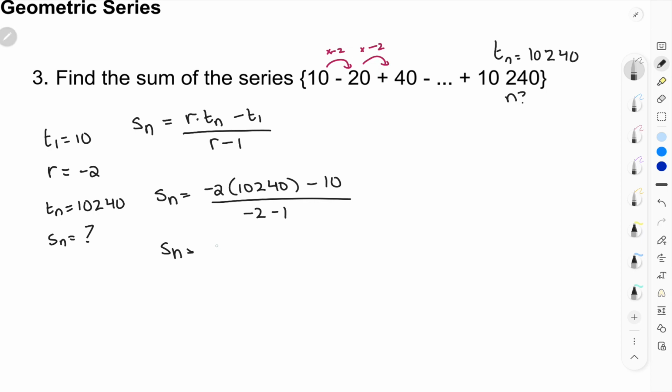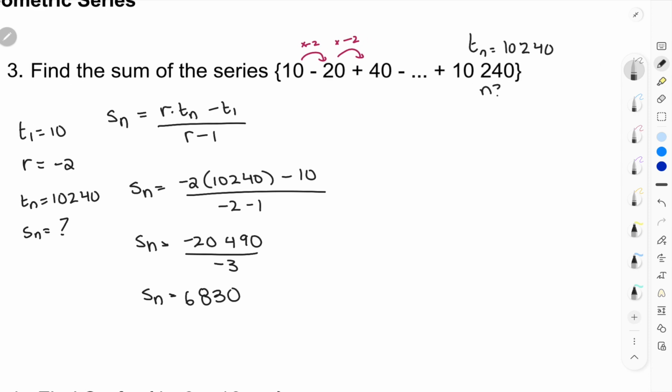10,240 times -2, -20,480 minus 10 over -3 gives me 6,830. Notice that it's positive, right? Because this last term was positive.